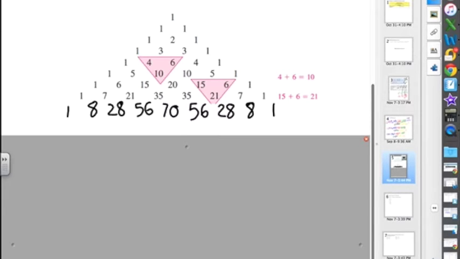Okay? What are some other patterns that you see in this triangle? Alexi? The outsides are always 1s. Good. The first and last, the outsides are always 1. That's good. What other patterns do you guys see?